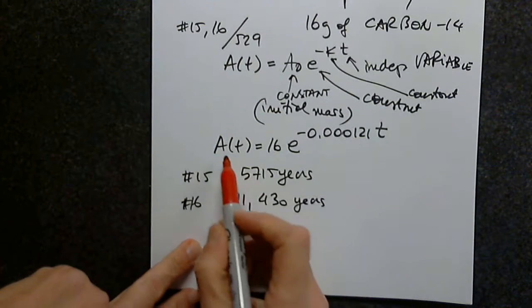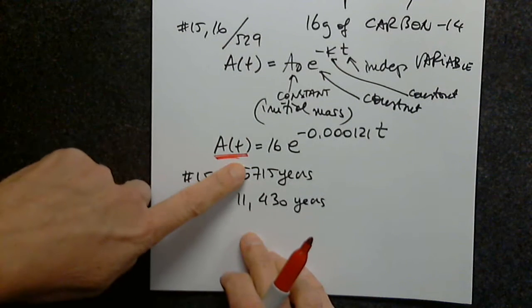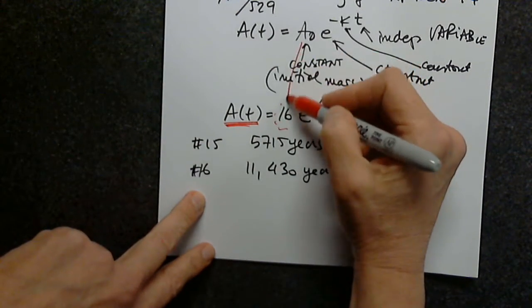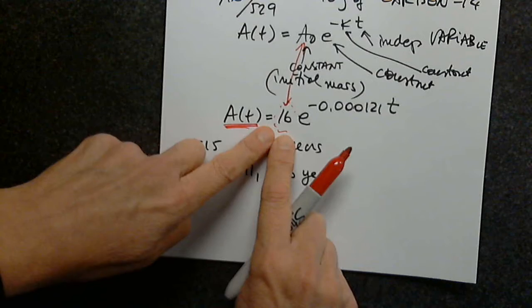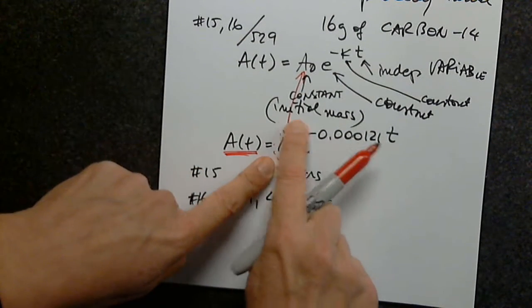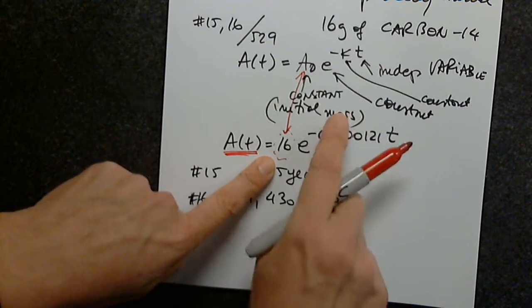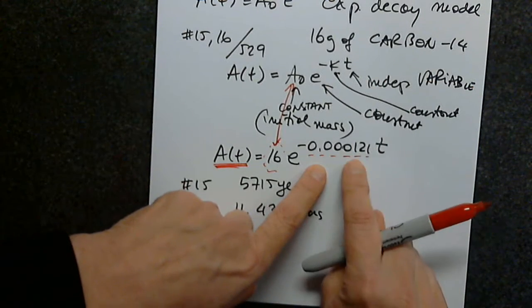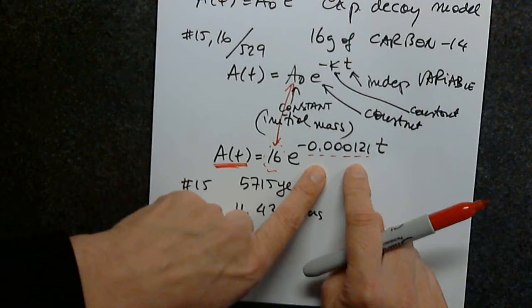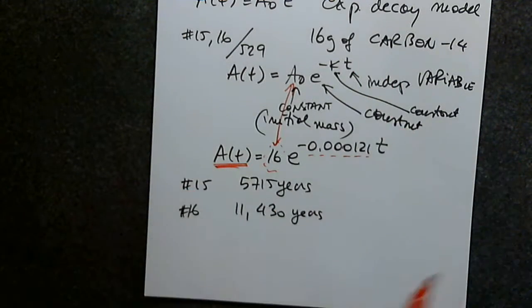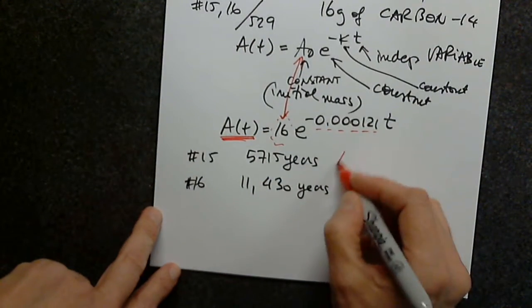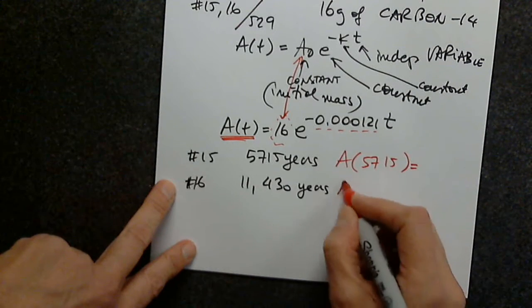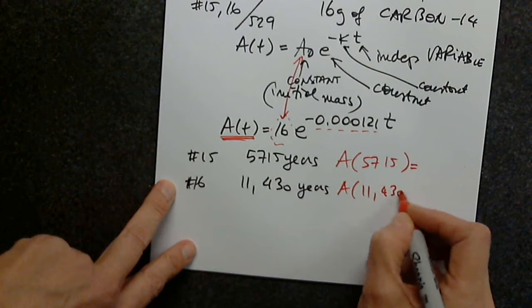That's why I would like you to understand that this is a function of time, which is t. This is clearly the original mass, the initial mass. This is clearly the decay rate. And of course, time is t. So for this, I have to find A of 5,715, and for this, A of 11,430.